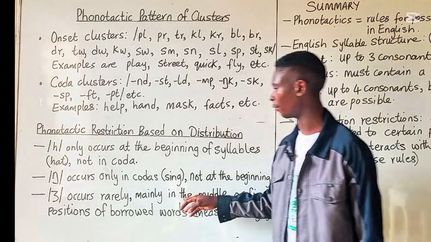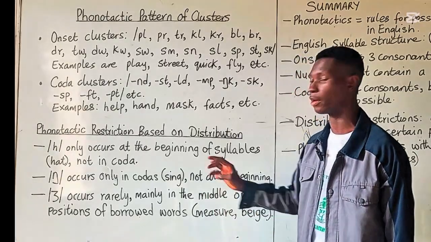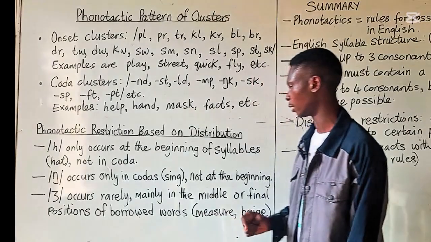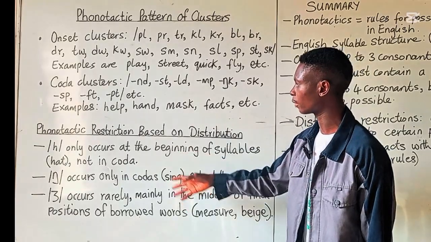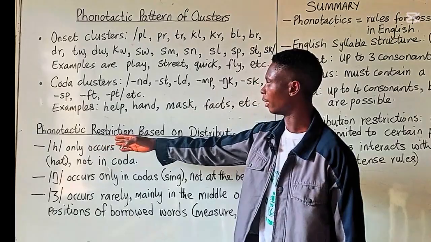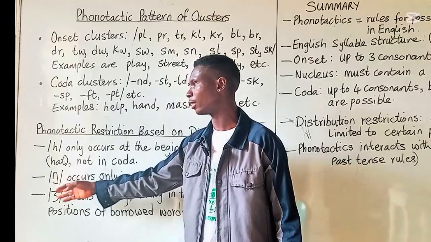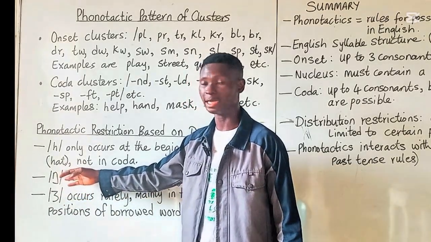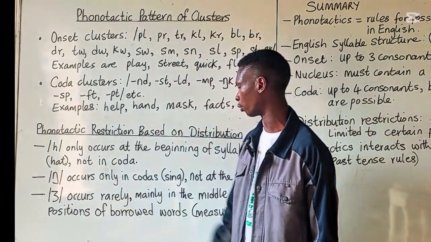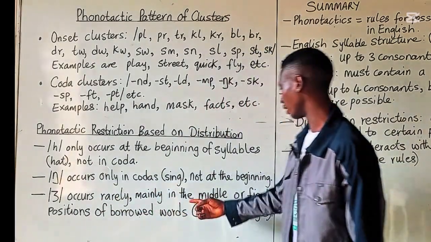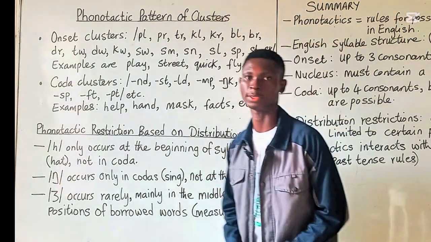So we rarely have this particular sound, and it's also the sound we have in genre. So it is a rare consonant sound as long as English language is concerned. So note these three sounds, that the sound is only possible at the beginning of a syllable. The ng sound is mostly possible at the final position, and then the z sound rarely occurs and is mainly in the middle or final position of borrowed words in English language.